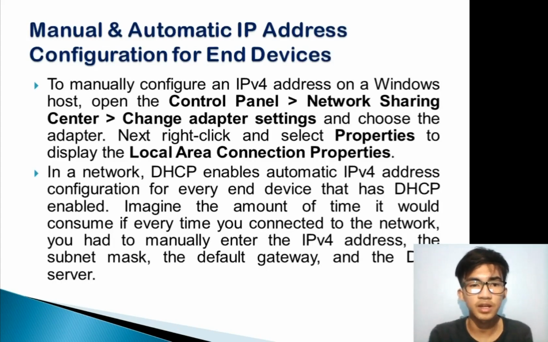Manual and automatic IP address configuration for end devices. To manually configure an IPv4 address in Windows, open the Control Panel, Network and Sharing Center, Change adapter settings, and choose the adapter. Next, right-click and select Properties. In the network, DHCP enables automatic IPv4 address configuration for every end device that has DHCP enabled. Imagine the amount of time it would consume if every time you connected to the network, you had to manually enter the IPv4 address, the subnet mask, the default gateway, and the DNS server.